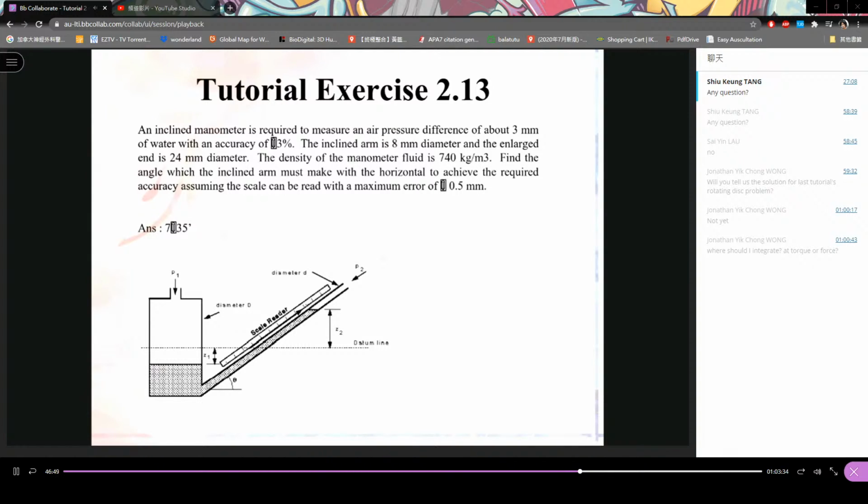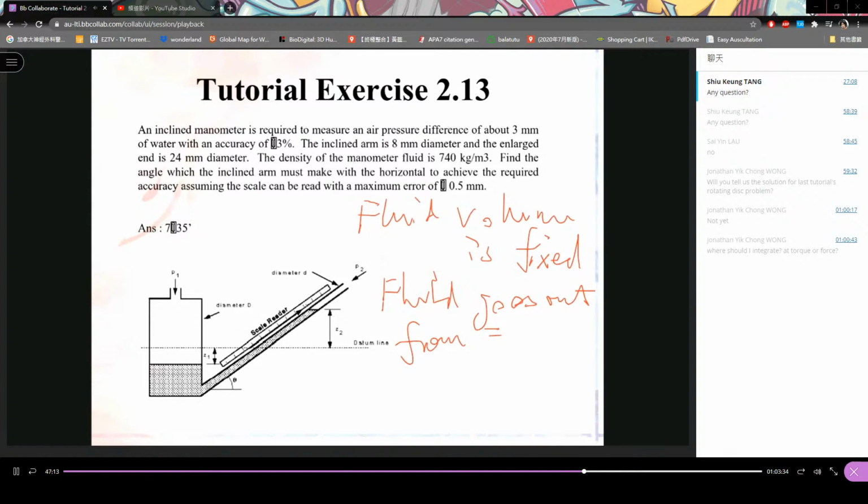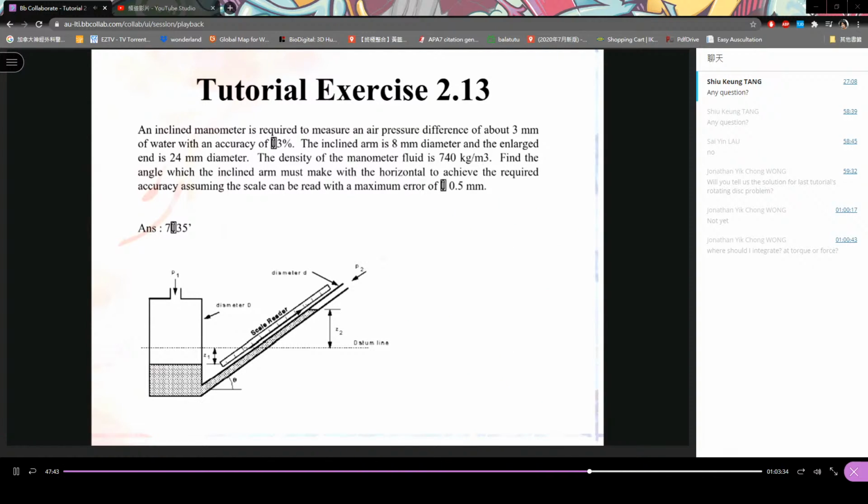Fluid volume is fixed. So the fluid that goes out from the reservoir, the large rim, will equal the fluid volume that goes into the narrow rim, right? Wow, very difficult to see. Okay, so here we have a principle to relate Z1 and Z2.